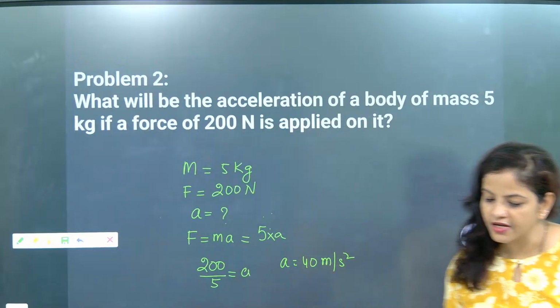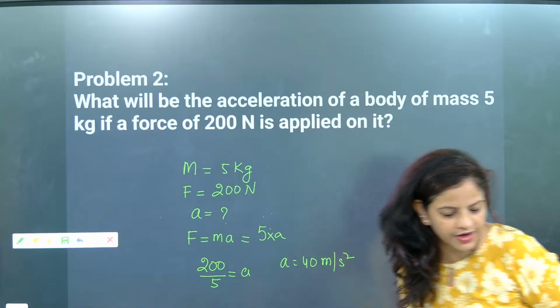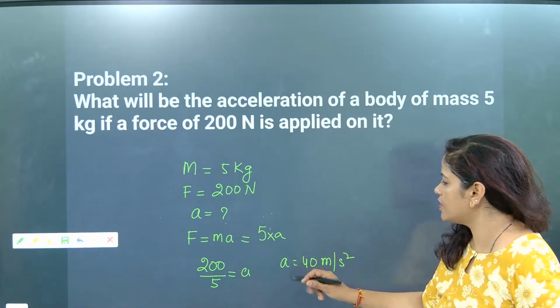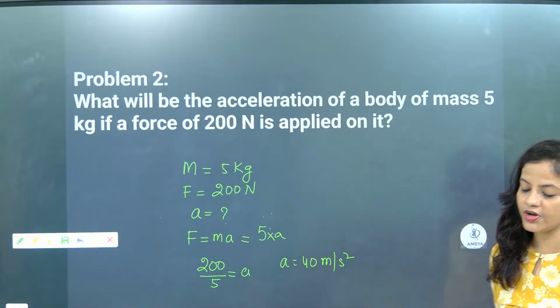I hope everybody got that. 20 meter per second square. 40 or 20? Sorry, no, 40. 200 divided by 5 means 40 meter per second square.